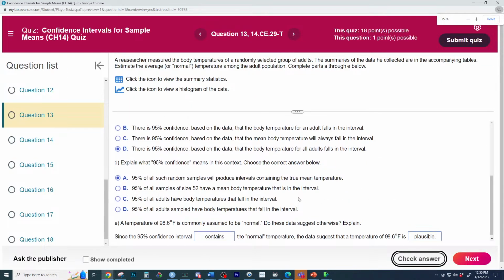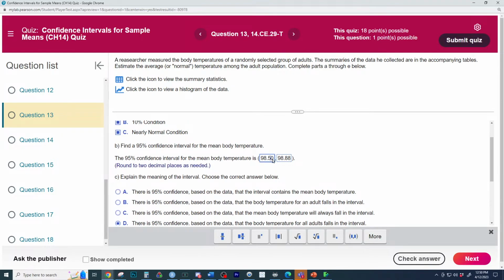Did I mess up my interval again? Let's just see right here. Is it the interval? Last question of the day. We can't make errors. It is not the interval. Whoa. Really? 98.88. 98.50.